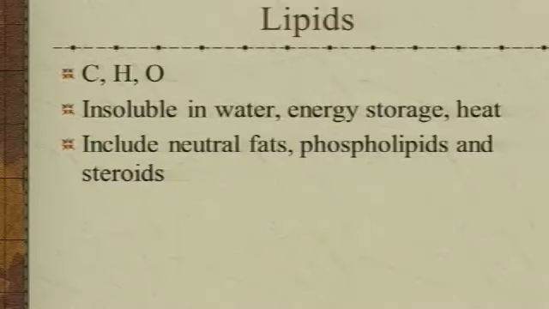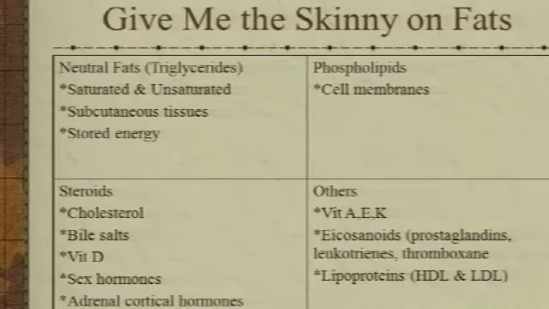Lipids are the second most efficient way that we can make energy. Lipids also help us to store heat in the body. They include neutral fats, phospholipids, and steroids. Neutral fats are also known as triglycerides. They're saturated and unsaturated. Let me go through this and then I want to show you some visuals.